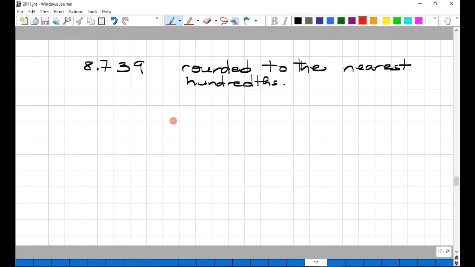Okay, let's go to this one. We have 8.739 rounded to the nearest hundredths.